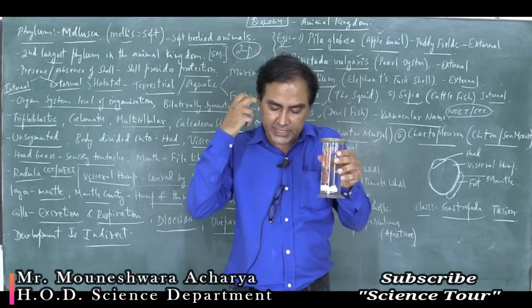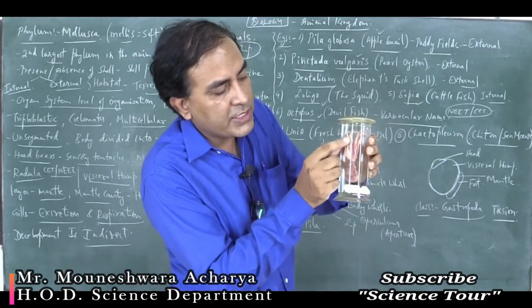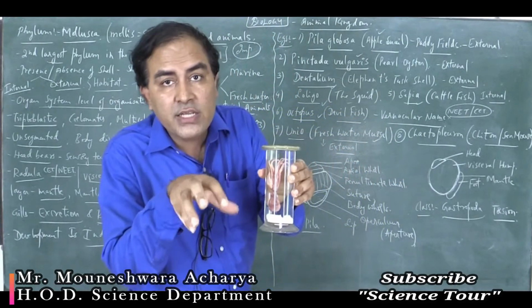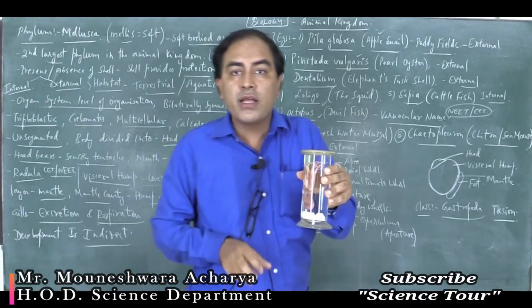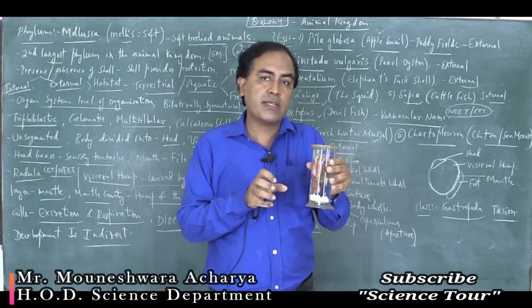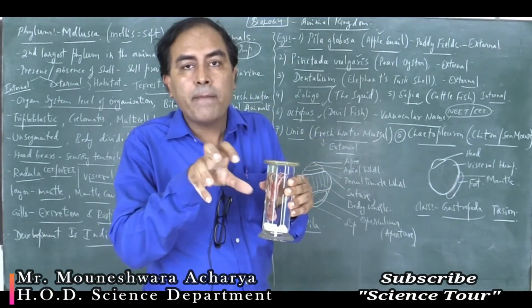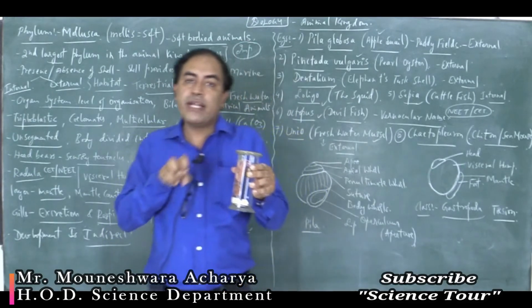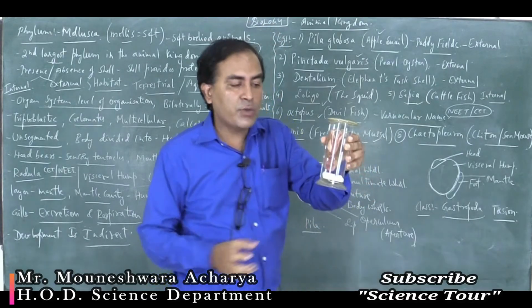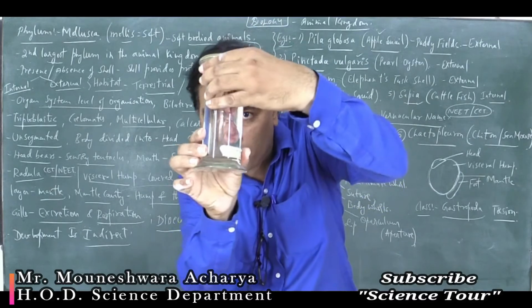Octa means 8. And you can see here minute things. These are the suckers which help them to attach to the substratum. It may be any rock, any boulder, it helps to attach in the sea. So they have suckers, and also it helps to suck any material like blood of the predator animal. So it is very ugly and looks like a devil, so it is called as the devil fish. This is the devil fish for you.